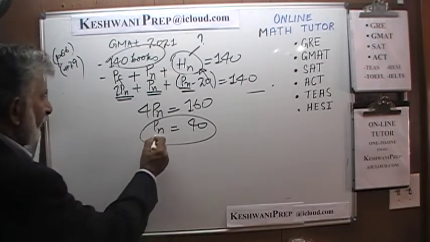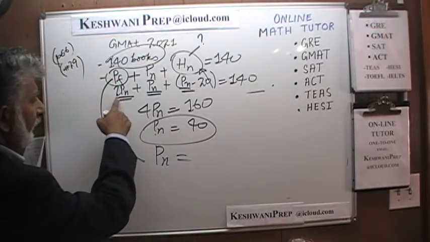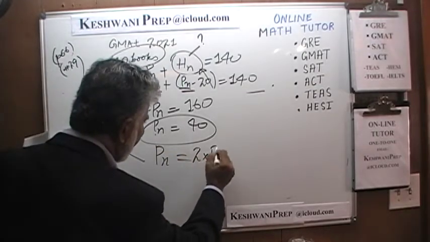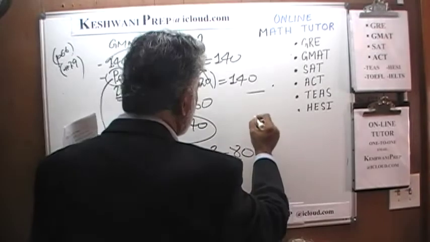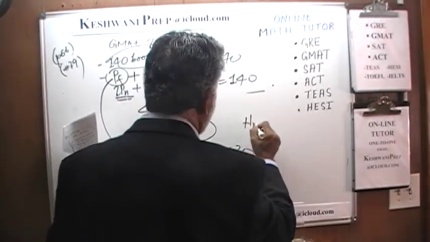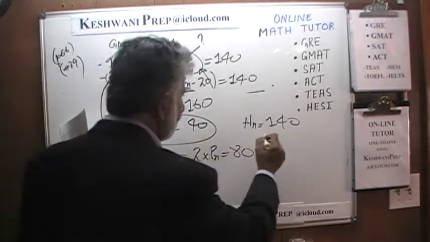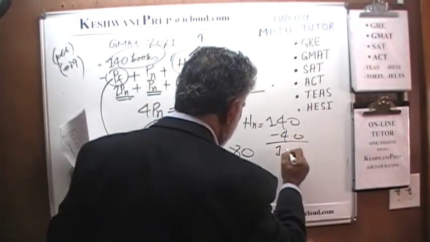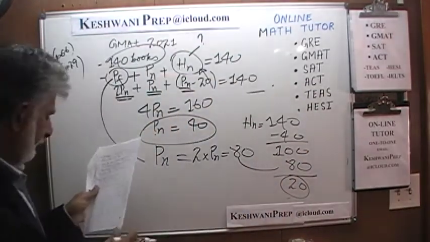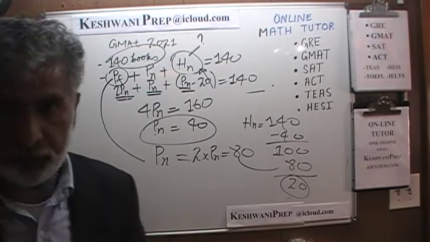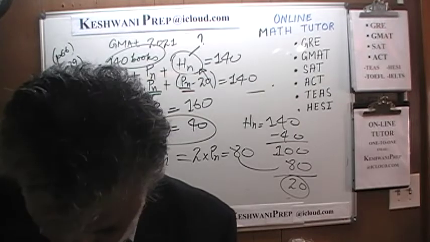If paperback nonfiction is 40, then paperback fiction we know is two times paperback nonfiction, therefore it is 80. And once we know that thing, we can figure out the hardcover. Hardcover nonfiction would have to be 140 minus the 40, which is 100, minus the 80. Turns out that we have 20 hardcover nonfiction. We have 20 hardcover nonfiction.